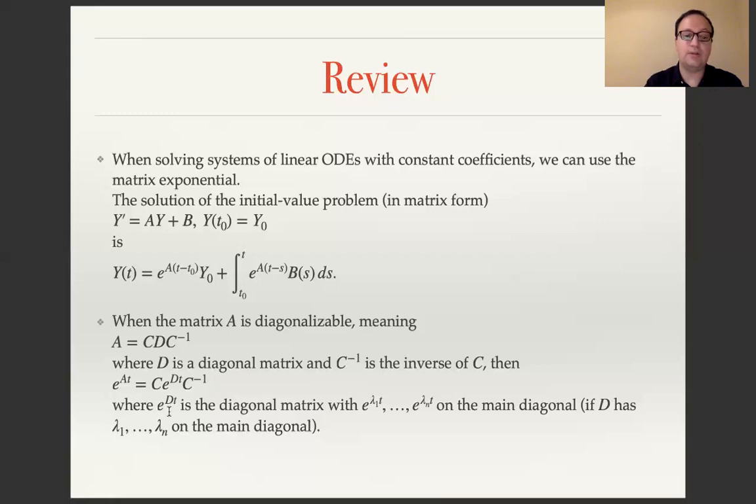And the exponential of a diagonal matrix is computed by taking the exponential of all the eigenvalues on the diagonal. So the exponential of Dt is the diagonal matrix with e to the lambda 1 t, e to the lambda 2 t, etc. up to e to the lambda n t on the diagonal, if D, the original diagonal matrix, which is called the diagonal form of A, has the eigenvalues lambda 1 up to lambda n on the main diagonal.